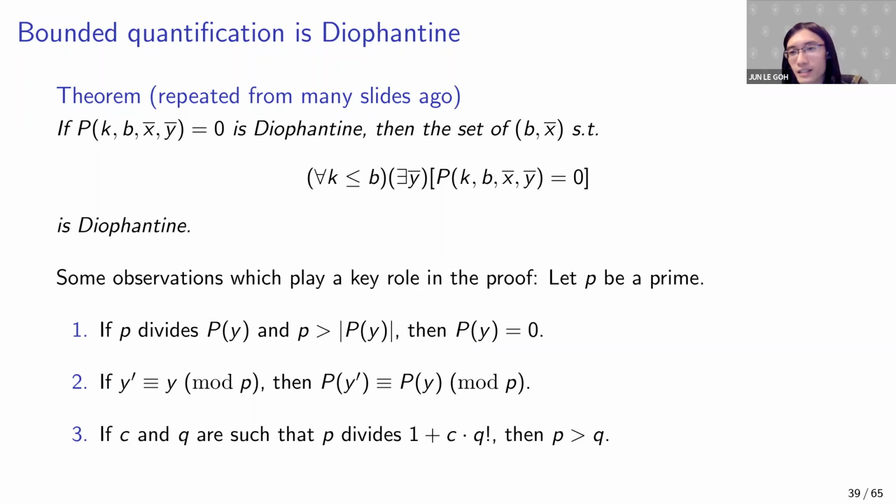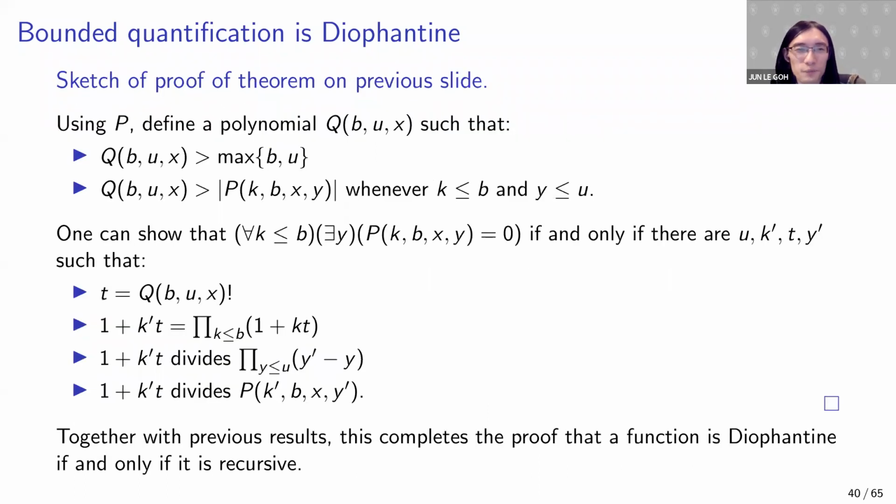Now on the next slide, I'm going to show you the proof, but it's a bit gnarly, and I'm not really going to talk about the details. So here's the sketch of the proof. The big steps are as follows. We're given some p, and we're trying to give a Diophantine definition of the bounded quantification of p.